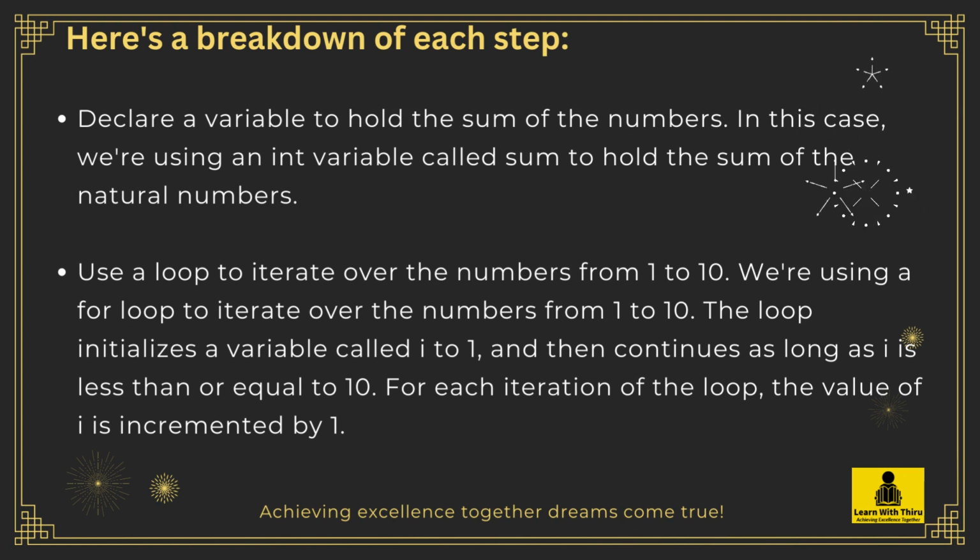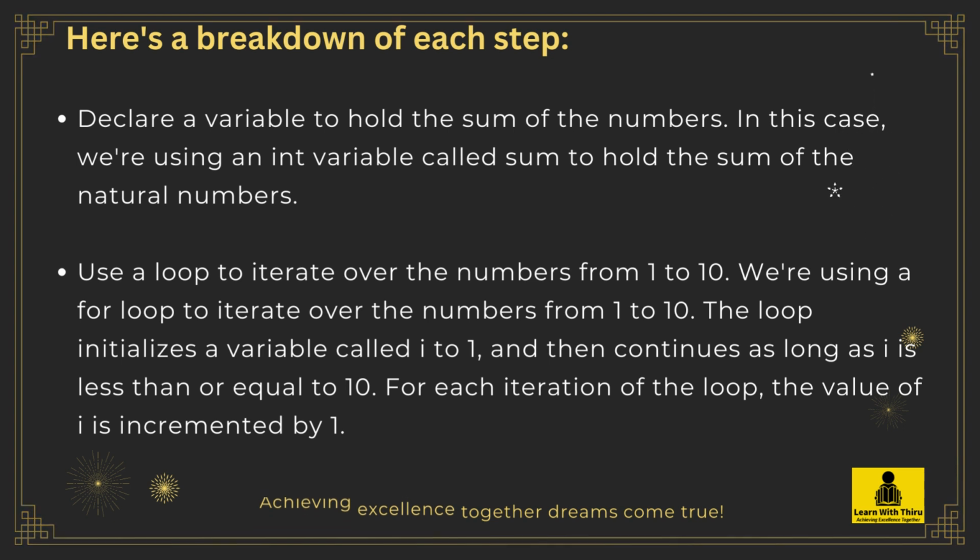Use a loop to iterate over the numbers from 1 to 10. We're using a for loop to iterate over the numbers from 1 to 10. The loop initializes a variable called i to 1, and then continues as long as i is less than or equal to 10. For each iteration of the loop, the value of i is incremented by 1.